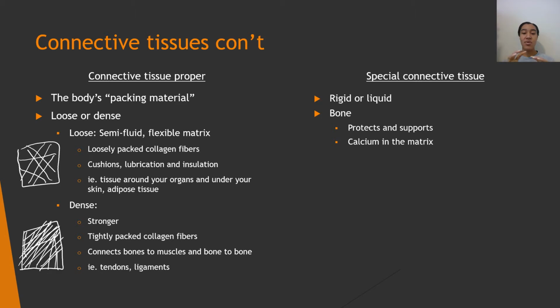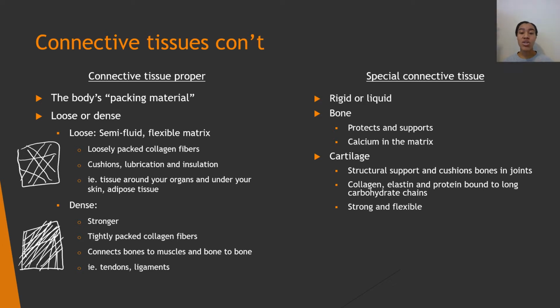And then the matrix of bone is highly dense because it's undergone a process called calcification. And you don't need to know that term. Just know that this is essentially when an organism will incorporate calcium into its matrix to give it more structure and support. So this is why you need calcium in your diet so that you can have the calcium to add into the matrix of your bones so that they're strong and not brittle.